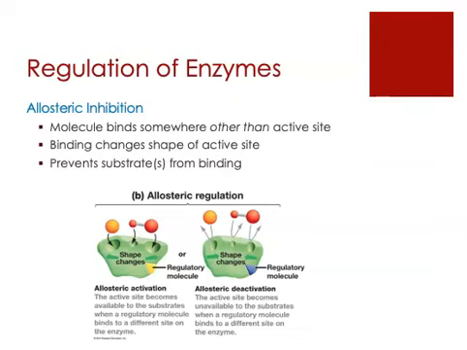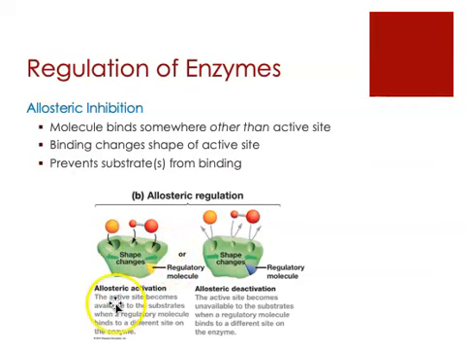Remember, anytime you stick any molecule onto a protein, you're going to cause that protein to fold just a little bit differently. Enzymes are no exception. So when an allosteric inhibitor binds to an enzyme at a location other than the active site, it's going to cause the enzyme to fold just a little bit differently. And that refolding is going to change the shape of the active site. That's what they're showing us down here in this drawing.